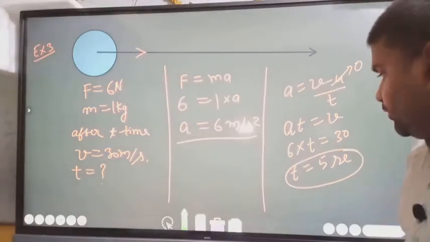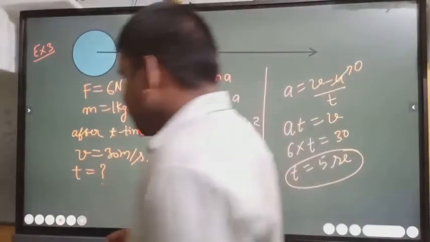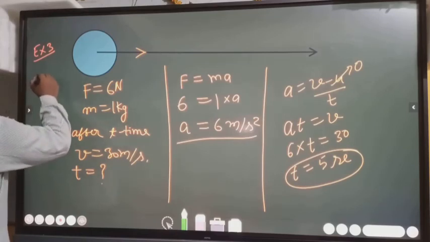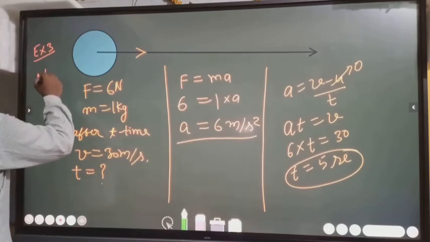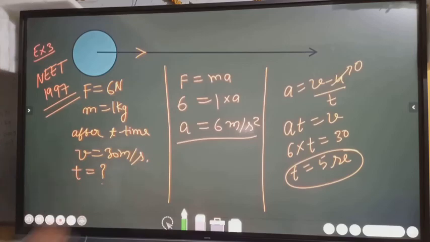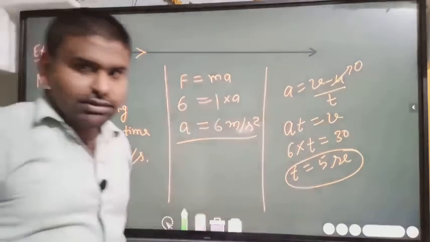T is equal to 5 seconds. This question is nothing but a question of the NEET exam 1997. So this is some additional information for you.